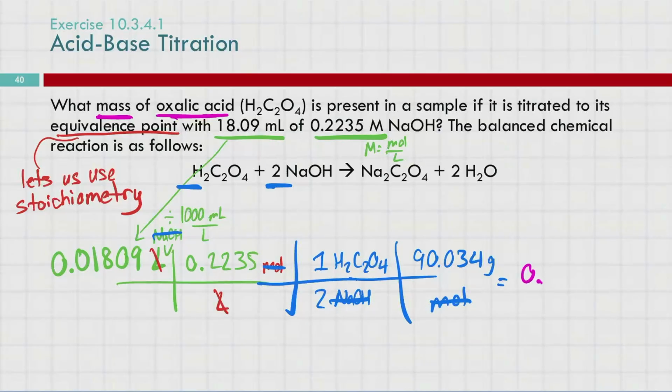And we would have present 0.182 grams H2C2O4, which is oxalic acid.